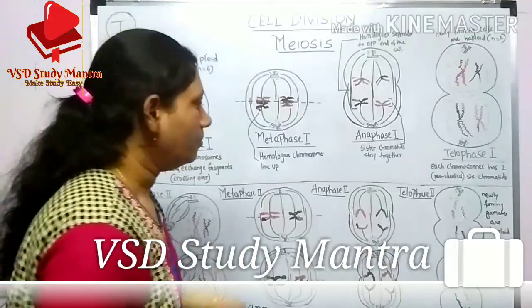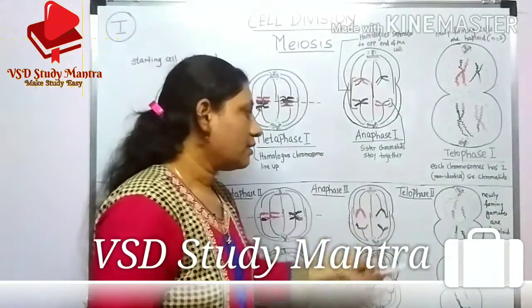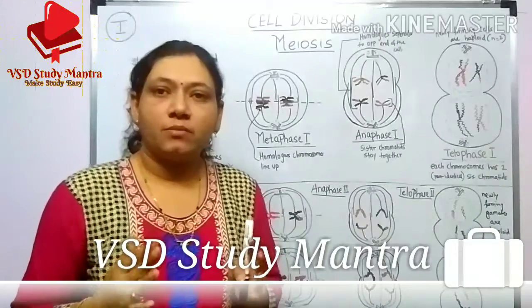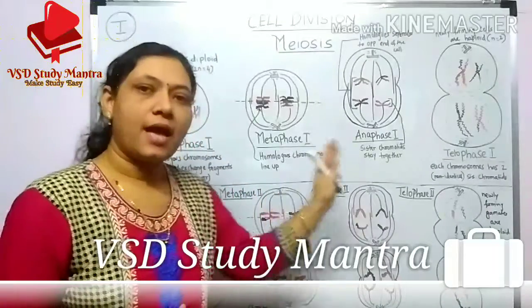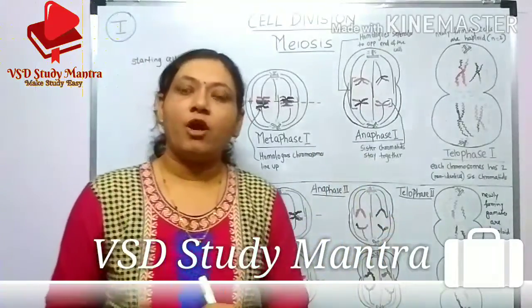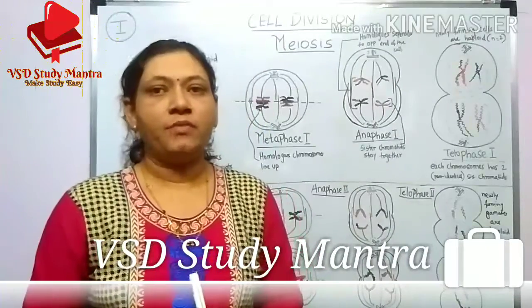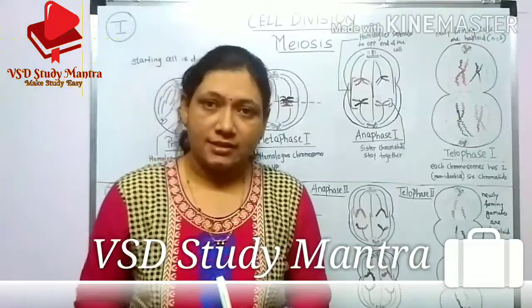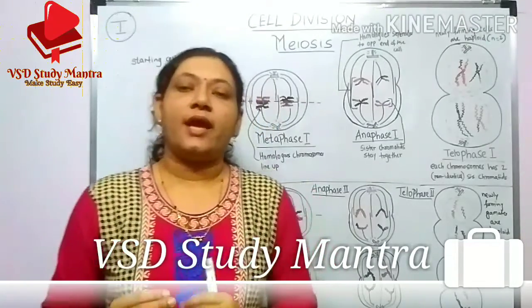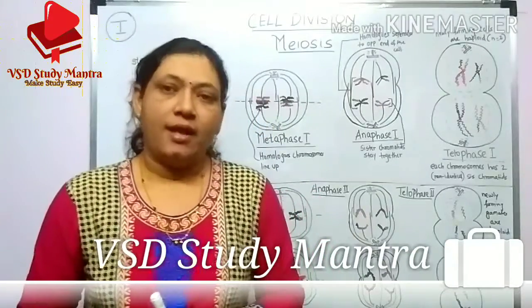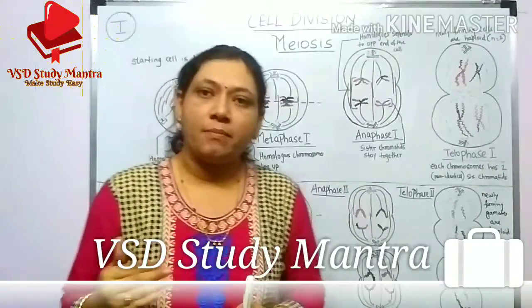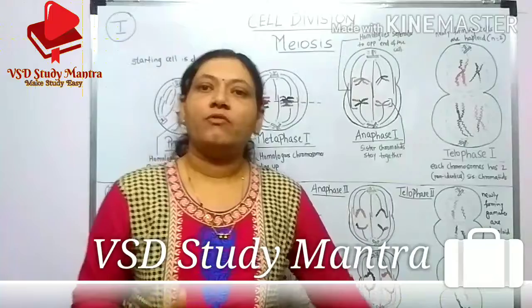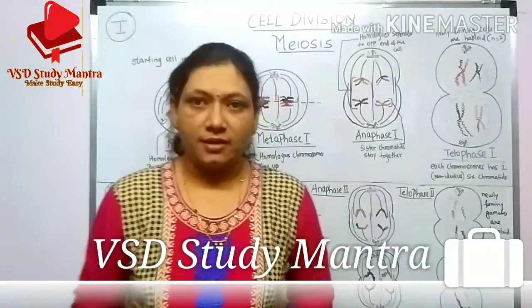So here the phases of meiosis are completed, and the result is 4 haploid daughter cells. They are non-identical and their genetic material is not identical, so we all look unique.